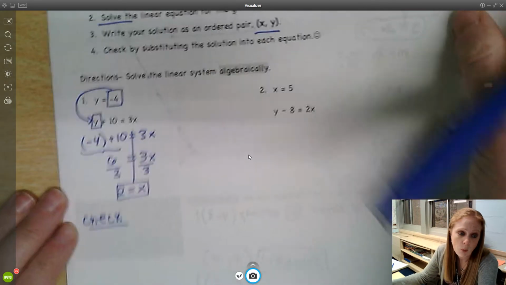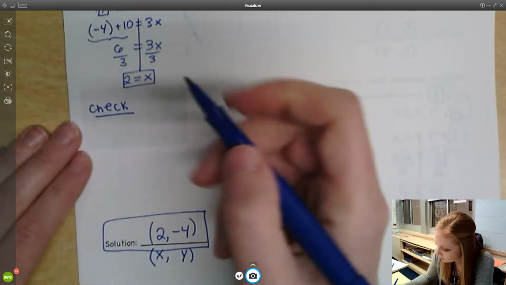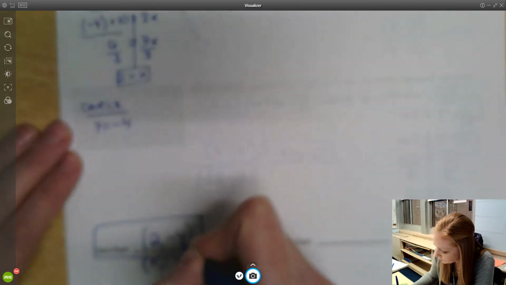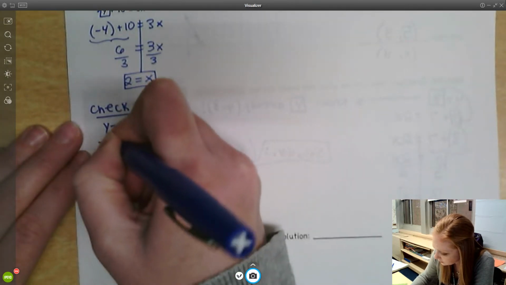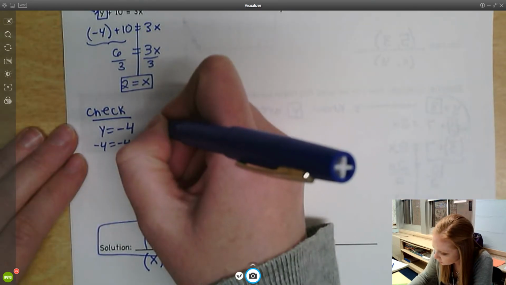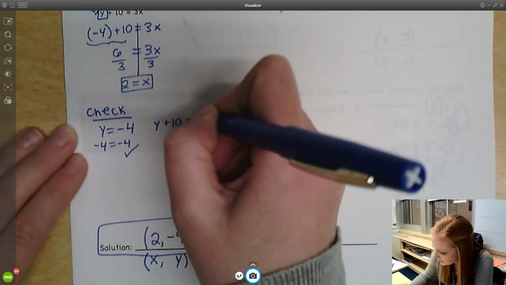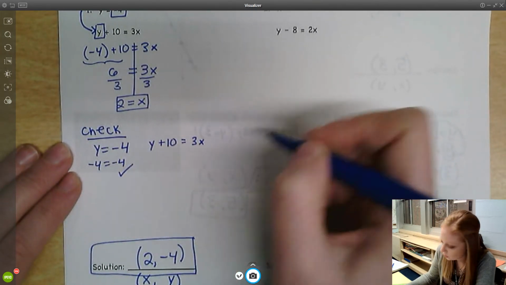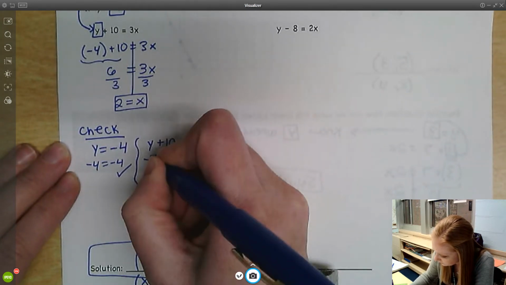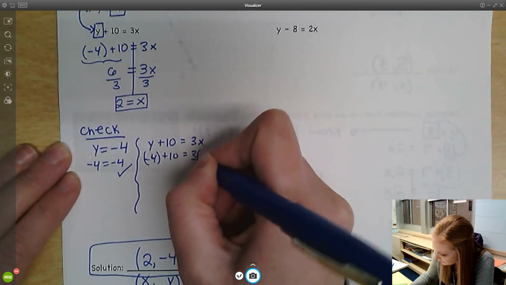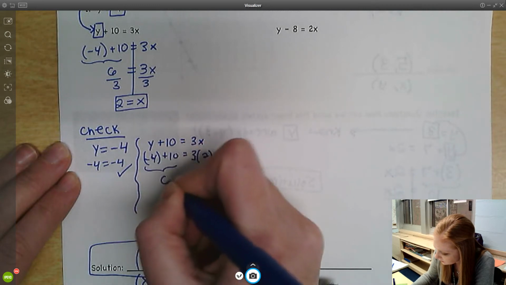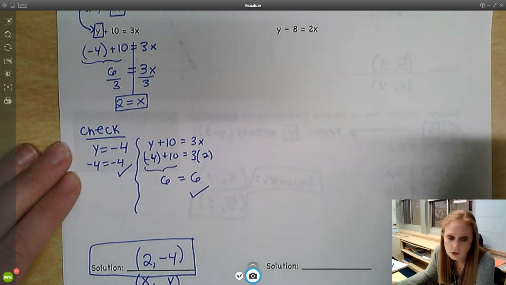To check it, that point, 2 comma -4, has to be on both lines. Our first one is just y equals -4. If we plug in -4 for y, -4 equals -4, so that one checks. Let's write our second equation, which was y plus 10 equals 3x. Let's plug in the -4 for y, and let's plug in the 2 for x. -4 plus 10 is 6, and 3 times 2 is 6. So that equation checks as well.